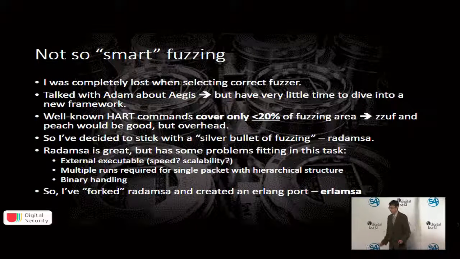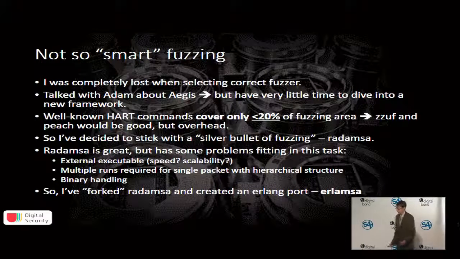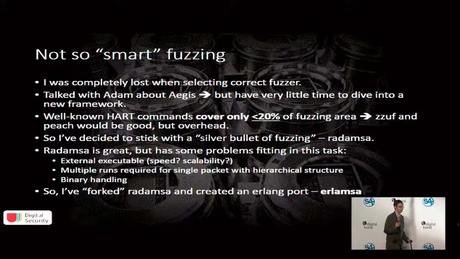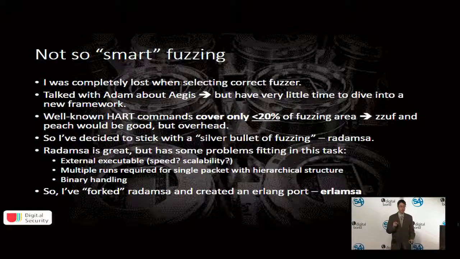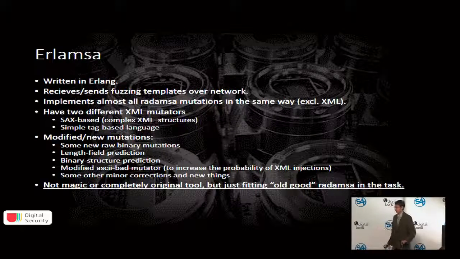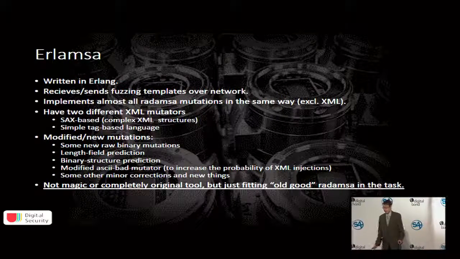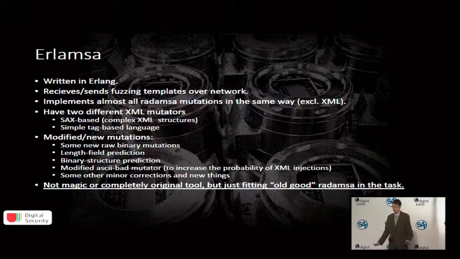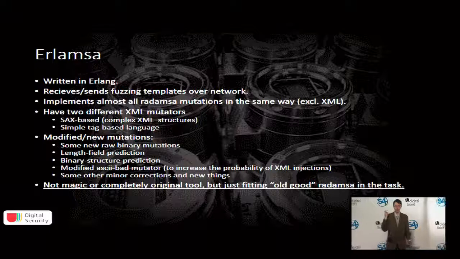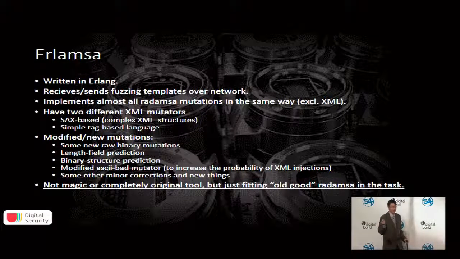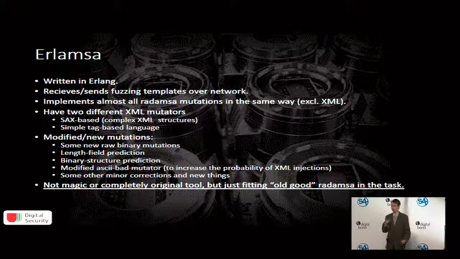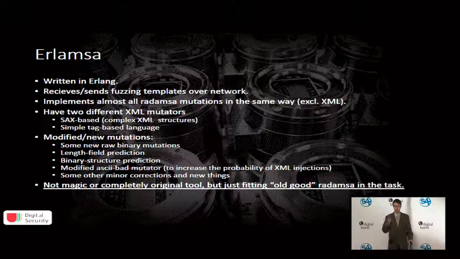And I've decided to stick with the silver bullet of fuzzing, Radamsa, but I've slightly changed it. I forked it and changed it to make it fit my task. I called the fork Erlamsa because I ported it to Erlang. It implements almost all Radamsa mutations in the same way, excluding XML mutations, because I need advanced XML mutations here, because internal exchange between DTM components is done with XML.